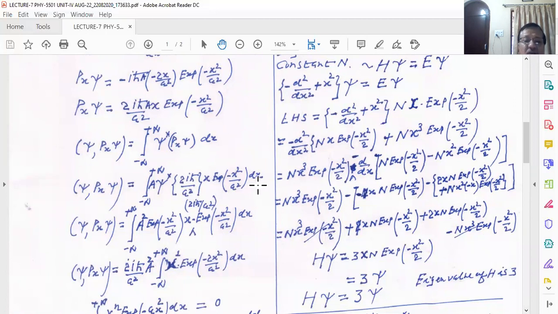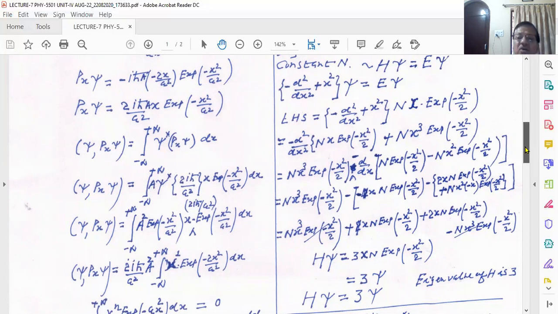And now let us see what happens when we calculate this. Now you put the value of psi star. When you put the value of psi star, psi star means psi. So this is your psi.